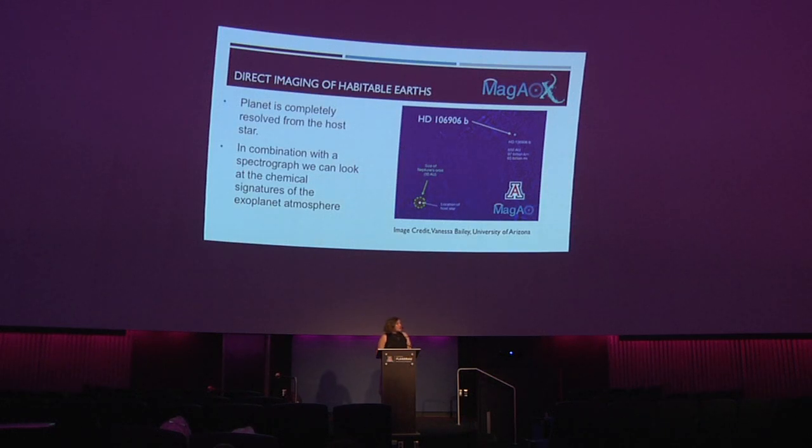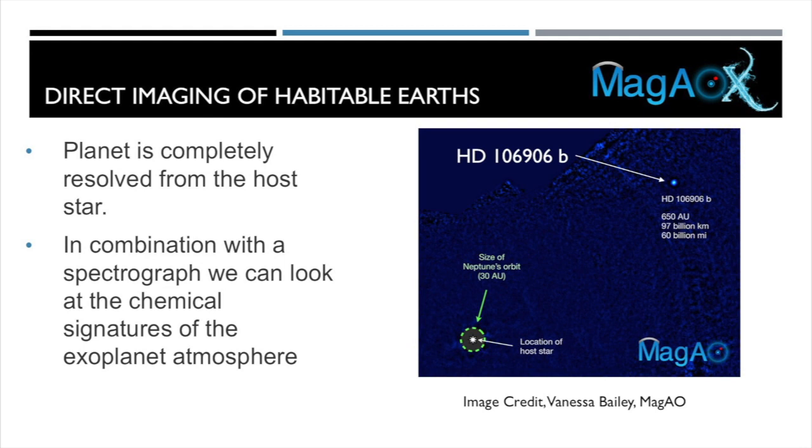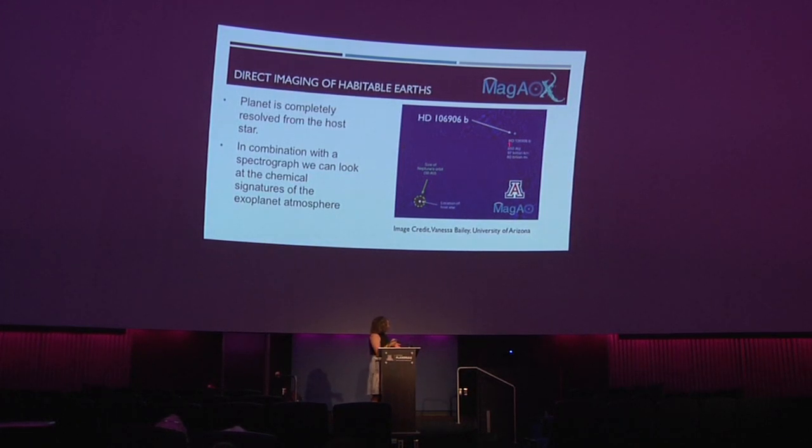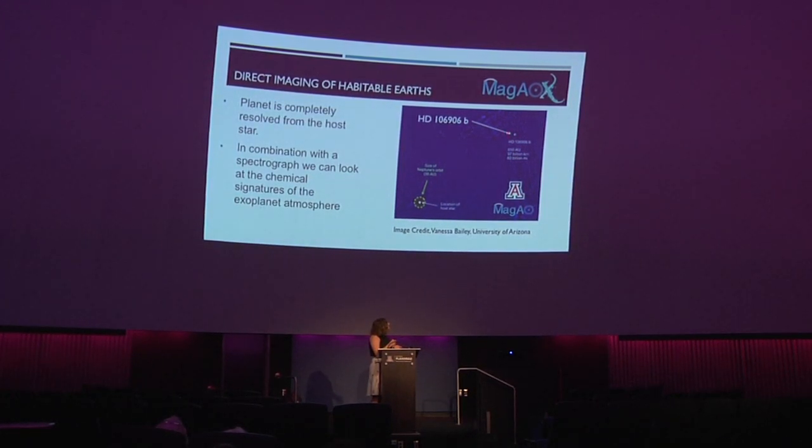So what we do is we do a technique called direct imaging. And so that's when the planet is completely resolved from the host star. And so what I mean by that is that we have a very distinct picture of the star, and we have a separate picture of the planet. It's really easy to see what's what. So this is a picture of the exoplanet 106906b, and it's right up here in the right-hand corner. And down here on the left is the star.